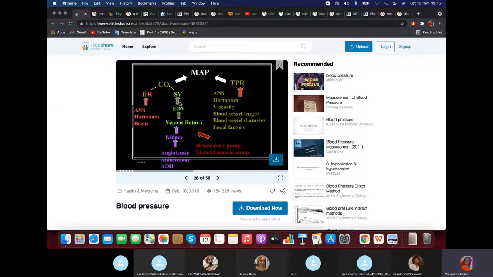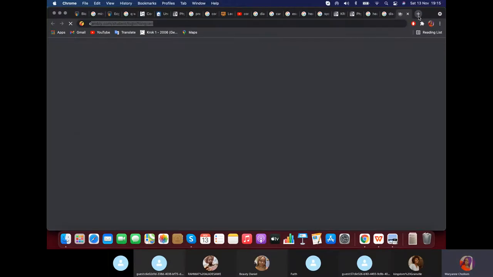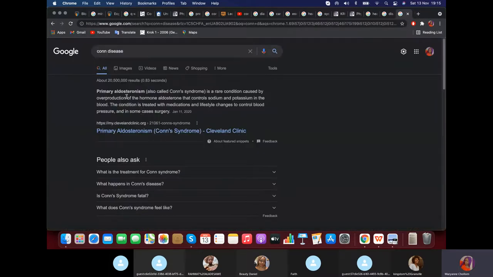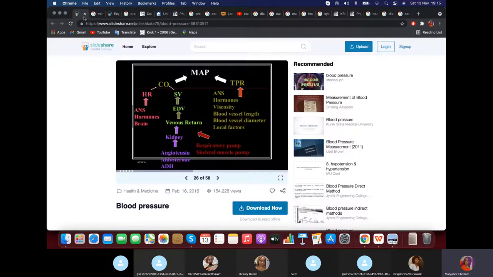So if you see a question where they're talking about Conn's disease, which is hyperaldosteronism, it is the second cause of hypertension. So you see how it causes systolic hypertension by increasing the volume of blood, then increasing the stroke volume and cardiac output, which increases the systolic pressure, you see.